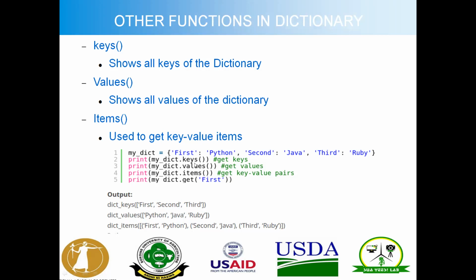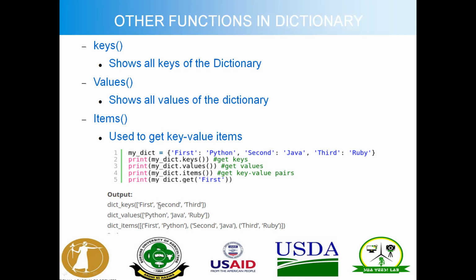Another function is values. The values function is the opposite of the keys function. This one gives you the list or the array of the values. So when you say the name of the dictionary dot values, it gives you the values, so to print Python, Java, and Ruby, as you can see here. And another function is items, whereby instead of providing the array of keys or the array of values, it gives you the key value items. So it provides the whole dictionary in a key value fashion.